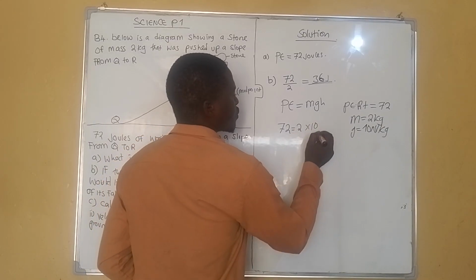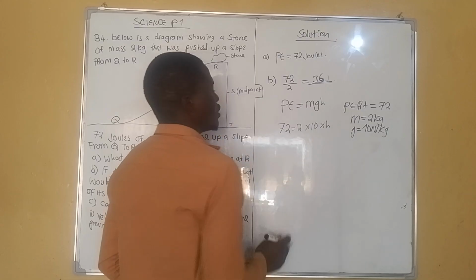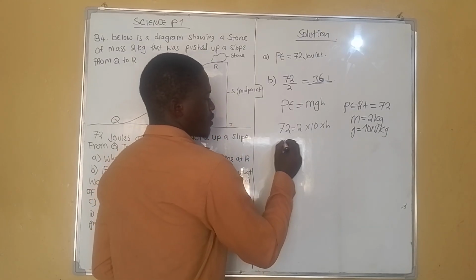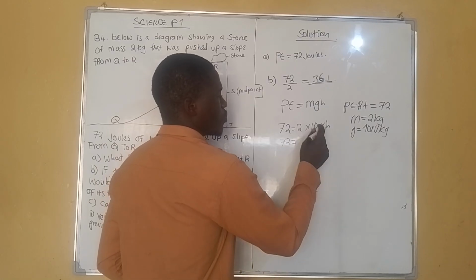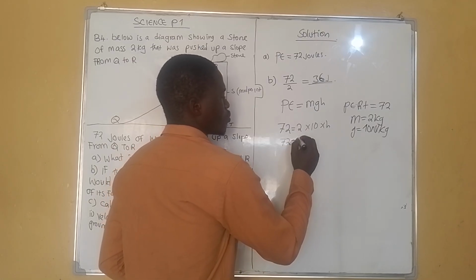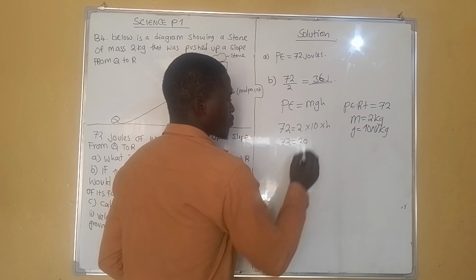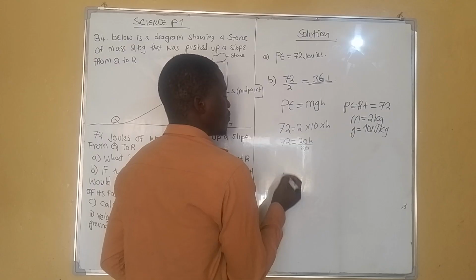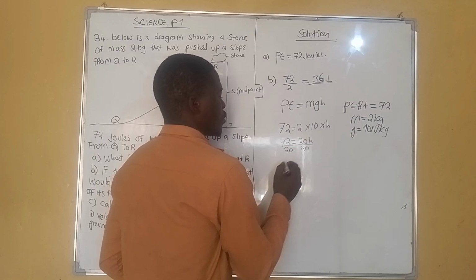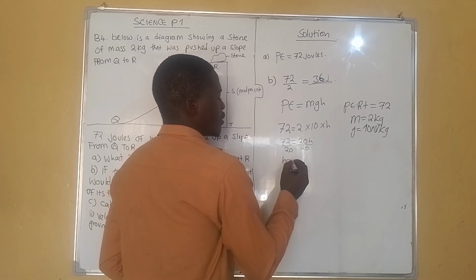By what? H. We're going to have 72 equal to, what do we have? When you multiply? 20 H. So to find H, we divide both sides by what? By 20. So H is equal to 3.6.